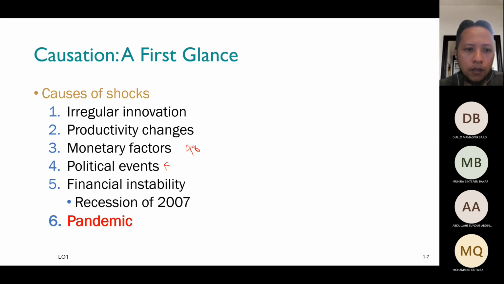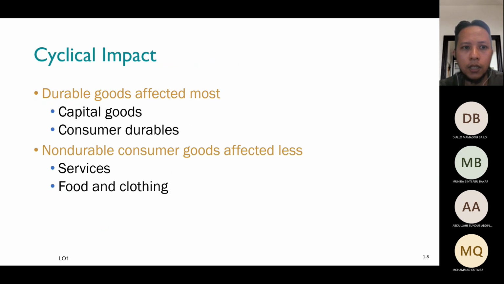Okay, and most recently we had a pandemic that also caused shocks. Okay, and these shocks will have cyclical impact. Cyclical is just a fancy word to say it goes up and down.